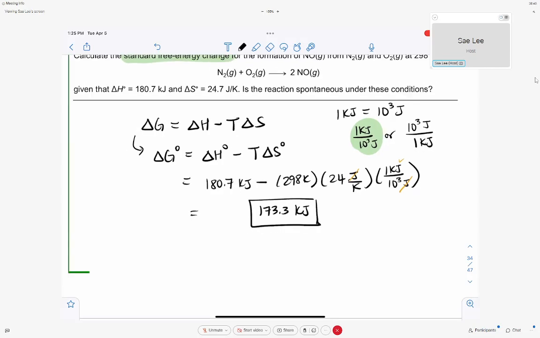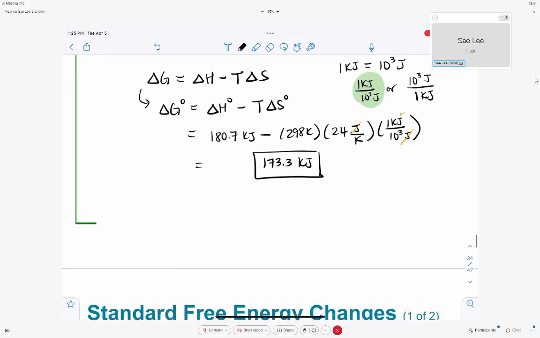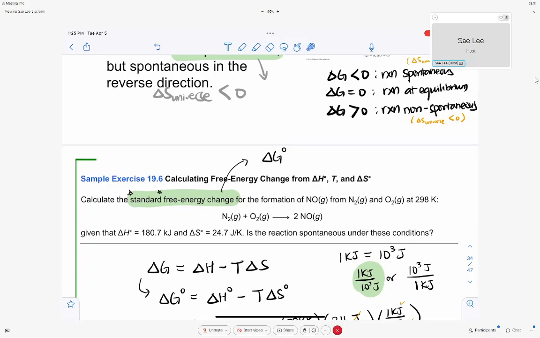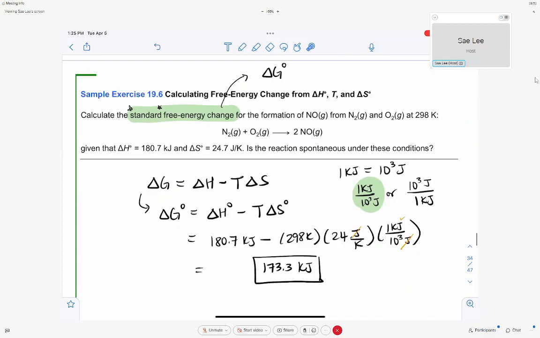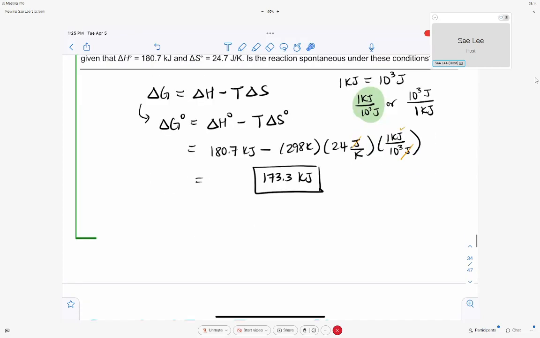And what does this positive value mean? A positive value of Gibbs free energy tells us that the reaction is non-spontaneous. So for the formation of nitric oxide at 298 Kelvin, is this reaction spontaneous or not? The answer is no. The reaction is not spontaneous.